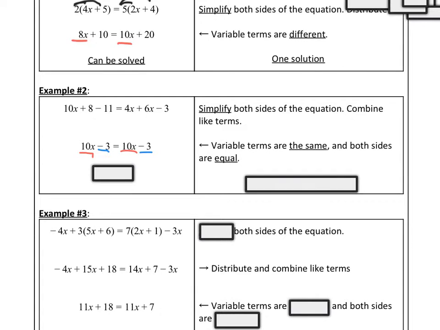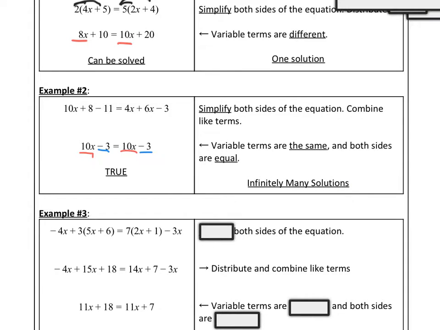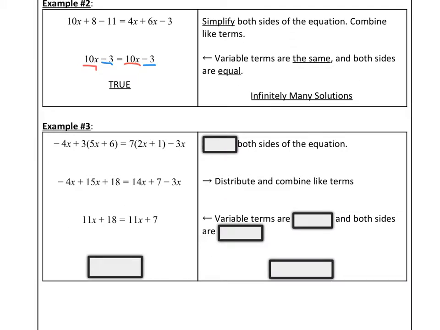Turn your page over, see which type of number of solutions has the same variable term with both sides equal. That should give you your answer. This is a true statement. 10x minus 3 is always equal to 10x minus 3, which means we have infinitely many solutions. Moving on to our last example.